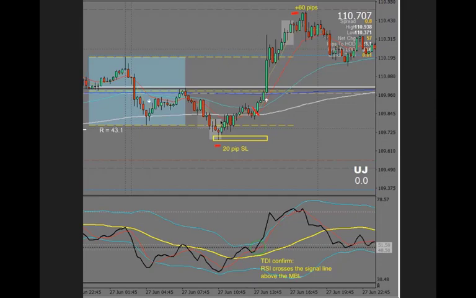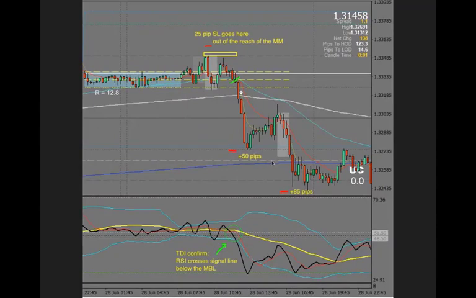All right, so that is UJ. Let's go to the next trade and we can look at another one. This is USD CAD. So this was a type 1 pattern short.